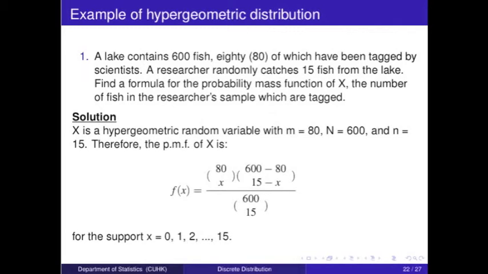It comes to the example. For the first one, suppose the lake contains 600 fish. 80 of them have been tagged by scientists. They randomly catch 50 fish from the lake. Find the probability that x fish are tagged.